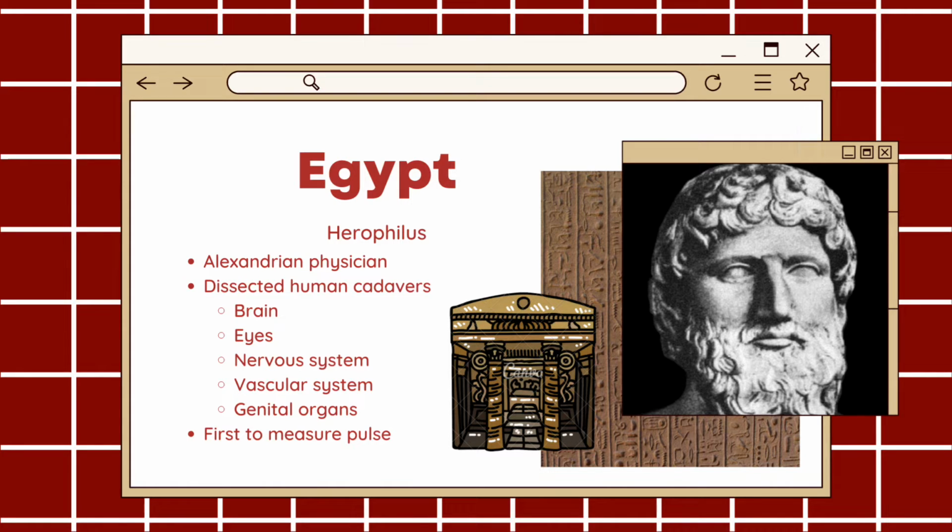He was also known as the first to measure the pulse, with the concept of doing so derived from Hippocrates' theories of four humors. It is believed that Herophilus wrote 9 pieces of work, ranging from commentary on previous works of other physicians to his own anatomical treatise, but all of his works were destroyed in the burning of the Library of Alexandria.